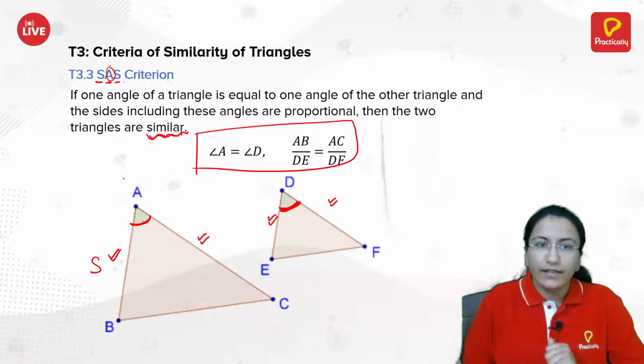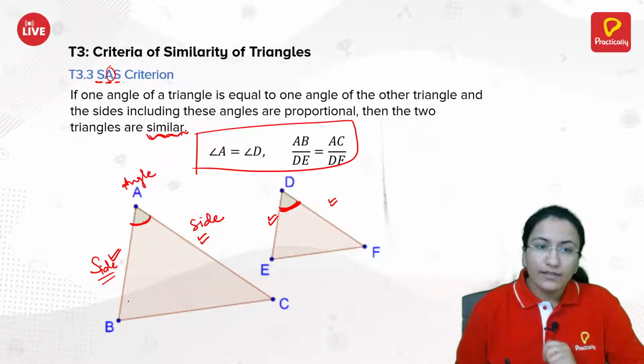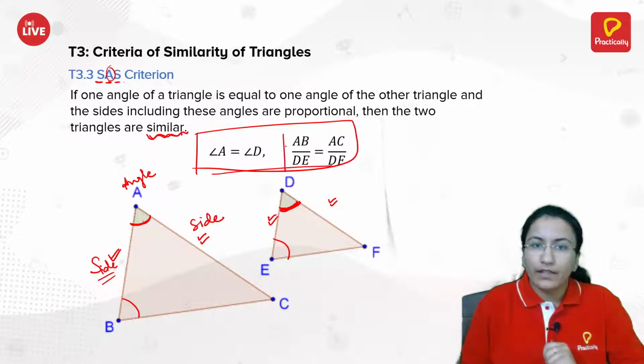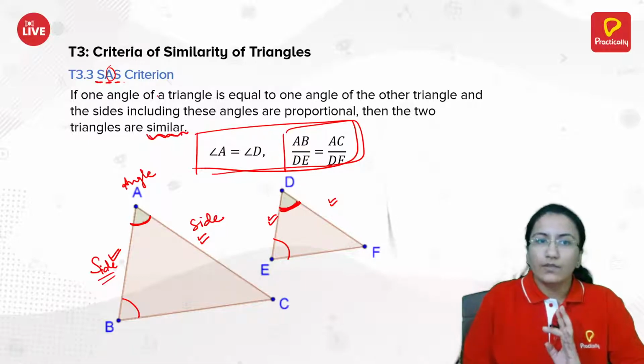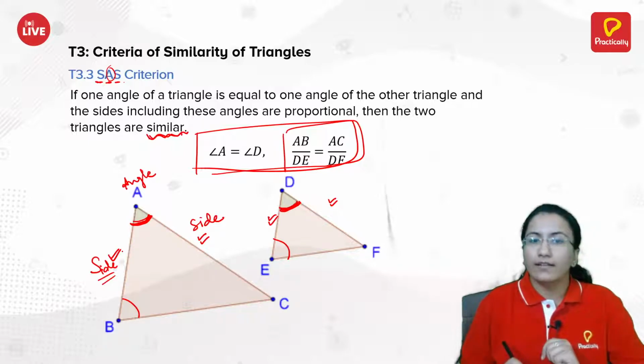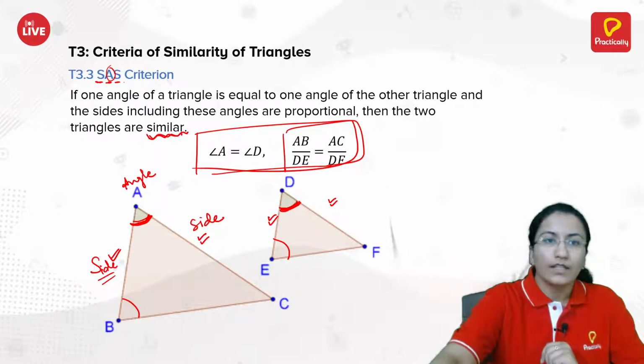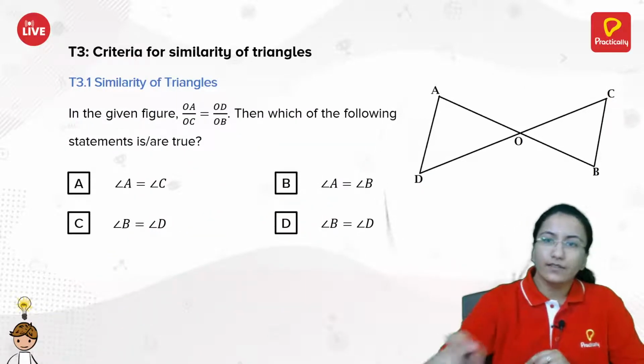Because here we have a side, here we have an angle, here we have a side. So this involves the side angle side property. You can't just say that if angle B is equal to angle E and you have this ratio equal, then you can use this result. You need to have an angle included in between these sides, and these two angles must be equal.